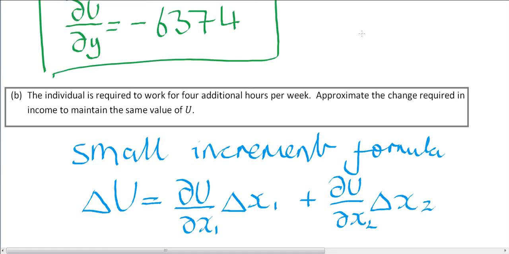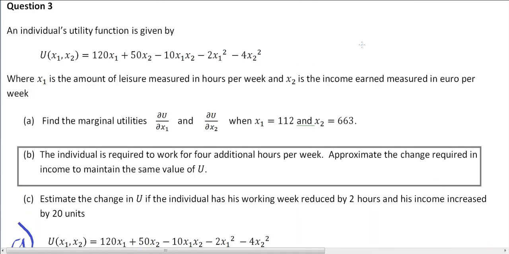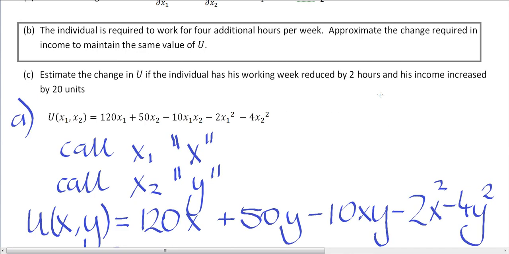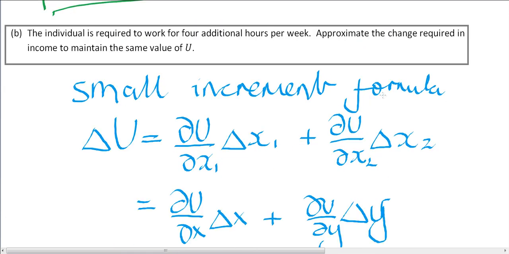Now, remember that x1, or x if you renamed it, is the amount of free time, the amount of leisure hours this person has, and x2 is the income. So x is the leisure hours and y is the income. Okay, so what they're saying is that he's now required to work 4 additional hours per week. So that means the x1, or just the x, has changed. He's lost 4 leisure hours.